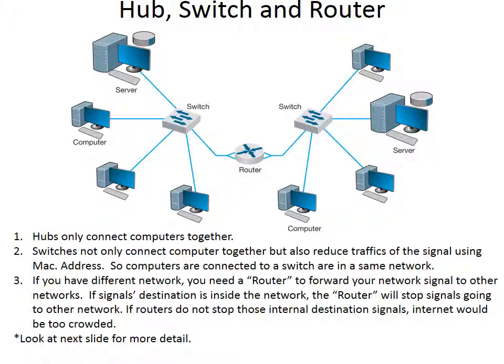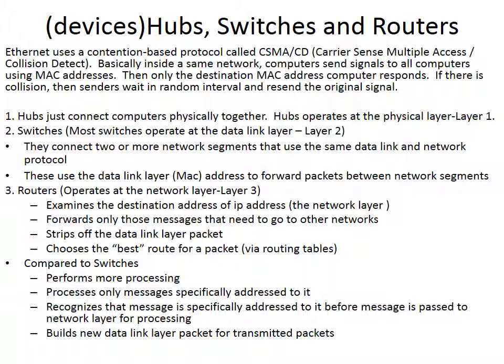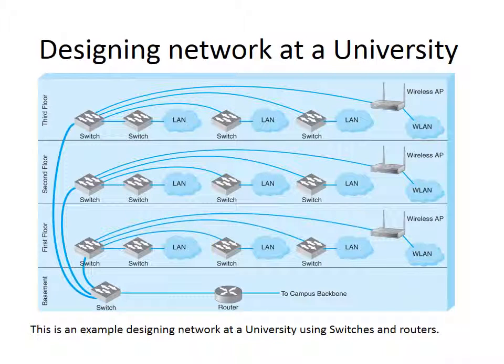If you have different networks, you need a special device, a router, to forward your network signal to other networks. If the signal's destination is inside the network, the router will stop signals going to other networks. If routers did not stop signals whose destination is inside the network, the internet would be too crowded. To make the above jobs easy, routers use a network address. This is what I explained on the previous slide. This is an example of designing a network at a university using switches and routers.